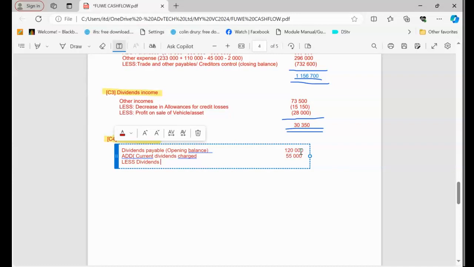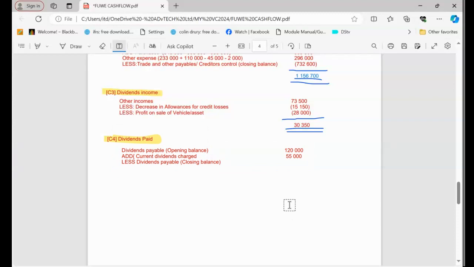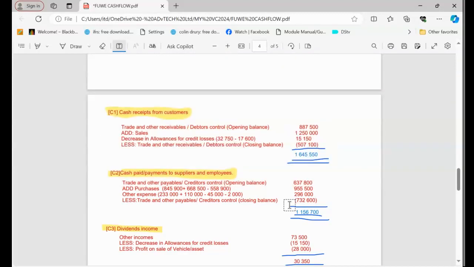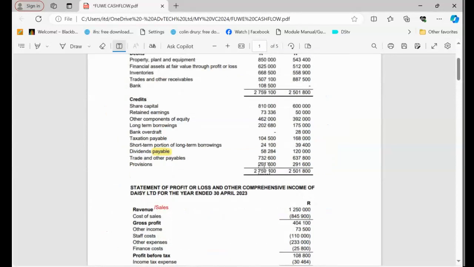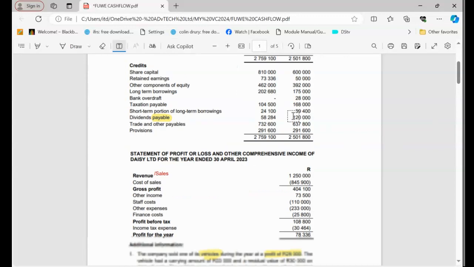And now we have to look for less dividends payable, but this one will be there. Balance. Can you see now? And then if we go there, I think it was how much? It was 58,284.